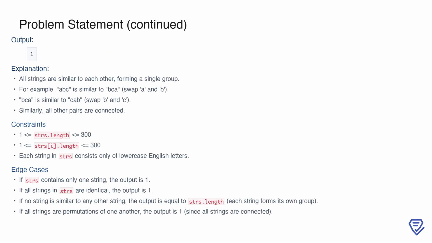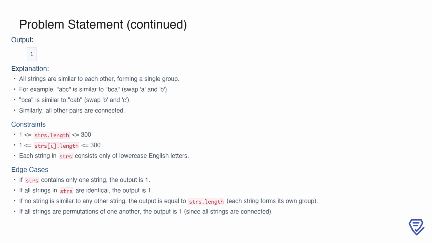In the third example, the input is abc, ca, cab, ba, acb, cba. The output here is also 1, because all the strings are permutations of one another, meaning they are all similar. For instance, abc is similar to ca by swapping a and b, and ca is similar to cab by swapping b and c. Similarly, all other pairs of strings are connected through similarity, forming a single group.